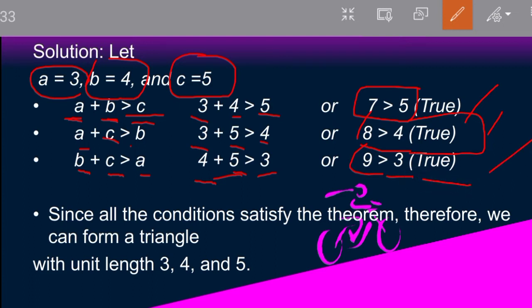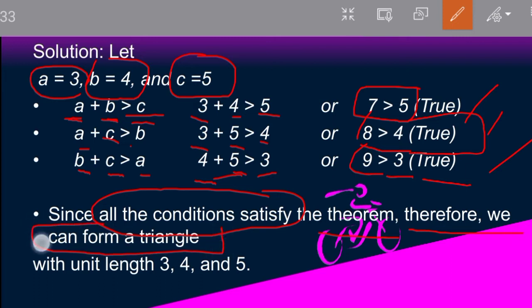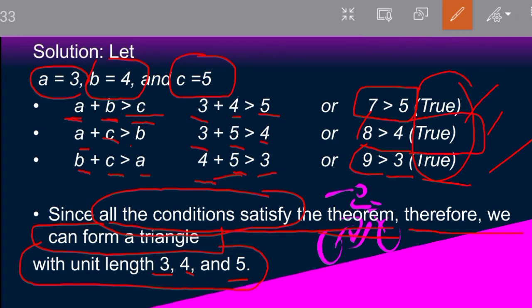Now, since all the conditions satisfy the theorem, therefore, we can form a triangle with unit lengths of 3, 4, and 5. Again, all the conditions satisfy the theorem because all of them are true. 7 is greater than 5, 8 is greater than 4, 9 is greater than 3. So therefore, we can draw a triangle using these unit lengths, 3, 4, and 5.